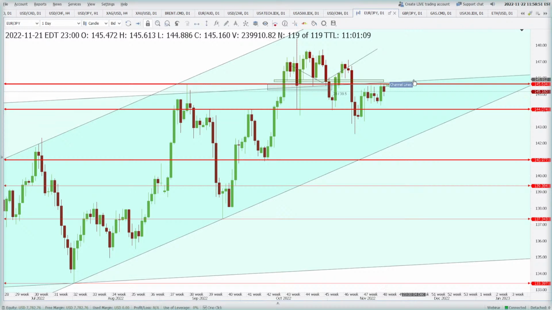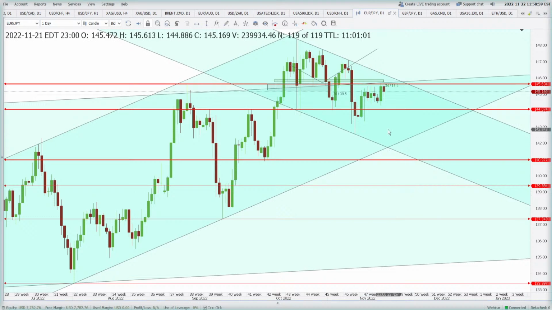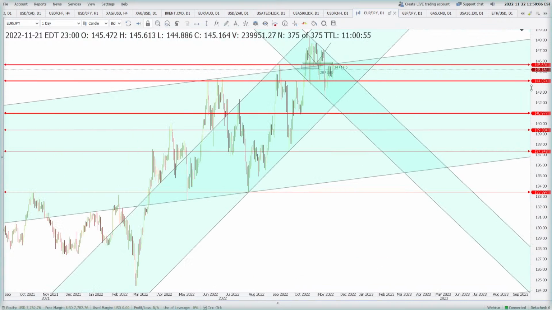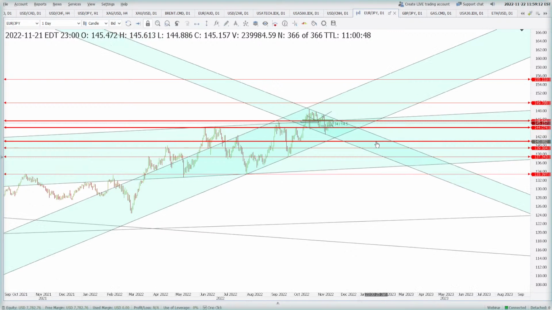In fact, it has tested this resistance today, but I suppose there is a possibility of some consolidation at these levels before it breaks, or I will say explode. I would rather say explode, because it is definitely going to achieve 149.78, that I'm sure.